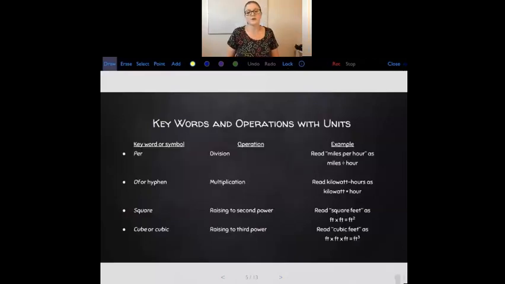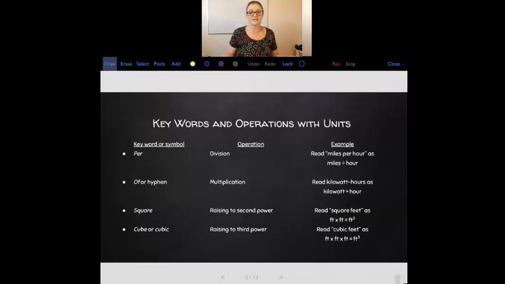Keywords. The word per usually denotes division. A common example is speed limit signs in miles per hour, which means division, or we can write miles on top, per as our fraction bar, and then hours. Of, or a hyphen, denotes multiplication, like kilowatt-hours. If you're paying your own power bill, you may see this on the bill.